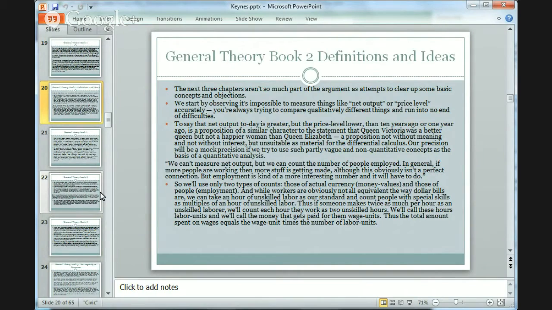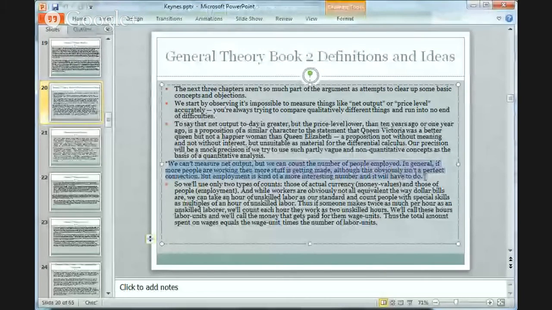Into defining different structures like price levels and net output. Here he makes a very important observation, where you can look into his thought. He says we can't measure net output, but we can count the number of people employed. In general, if more people are working, then more stuff is getting made. Although this obviously isn't a perfect connection, employment is a more interesting number, and it will have to do.